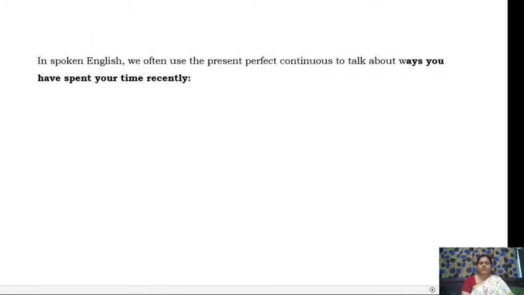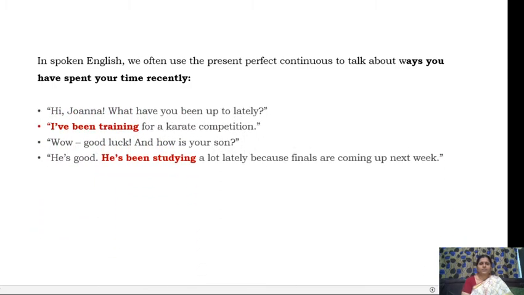Now, in spoken English, we often use present perfect continuous to talk about ways you have spent your time recently. Like, "Hi Jonah, what have you been up to lately?" "I've been training for a karate competition." "Wow, good luck. And how is your son?" "He's good. He has been studying a lot lately because finals are coming up next week."